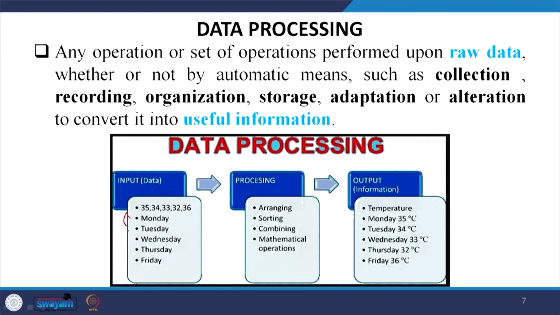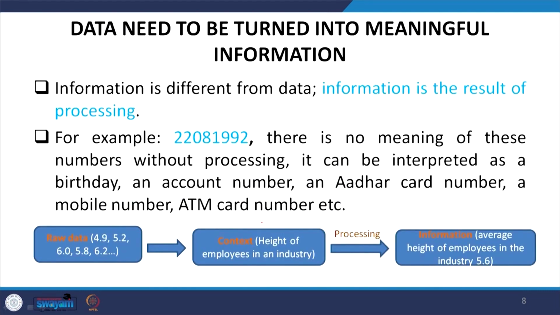Some examples are there in the inputs, maybe of different information. For our understanding, these are the inputs; we may sort them, we may combine them, we may enter certain mathematical relationships or equations to combine or arrange, and accordingly we interpret the data with our outputs. So, systematic information is important. Therefore, data needs to be turned into meaningful information, and so information is the result of processing.